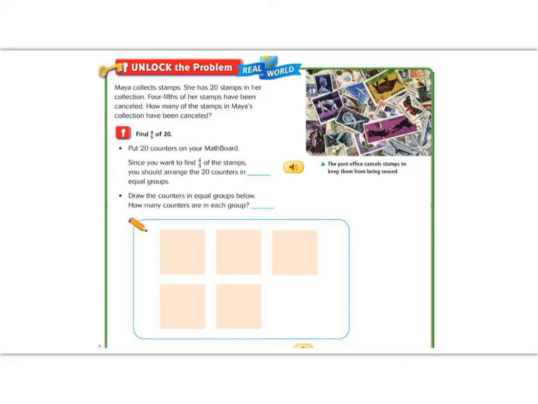Now when we see the word of with a fraction, it means that we're going to be multiplying. So we're really going to be finding 4/5 times 20. And to start out, we're going to draw a picture to show how we would find this. So the first step says put 20 counters on your math board. And so we're going to use this little picture down here below, and on your paper you're going to draw what I draw. You can see that I have squares of 5 and I need to make 20. So 4 times 5 is 20. So I'm going to put 4 X's in each of the squares so that I have 20 total counters.